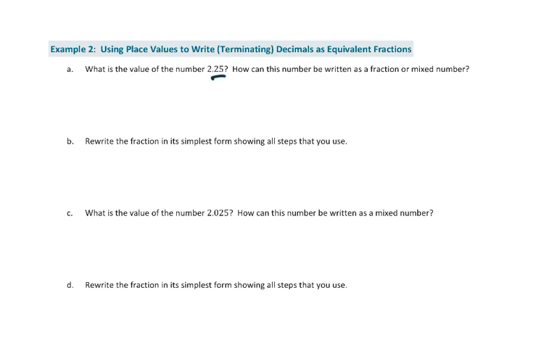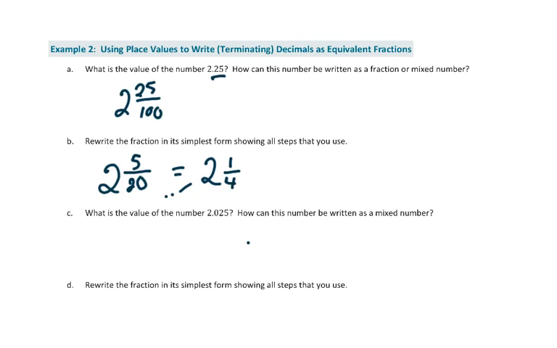Well, we read that number 2 and 25 hundredths, so we can write this as a mixed number as 2 and 25 over 100. Rewrite the fraction in simplest form. Well, 25 and 100 both have factors of 5, so we could start with that and say 25 divided by 5 is 5, and 100 divided by 5 is 20. We can also look at that and say, oh, well, 5 goes into 5, and 5 also goes into 20. So this is 2 and 1/4.